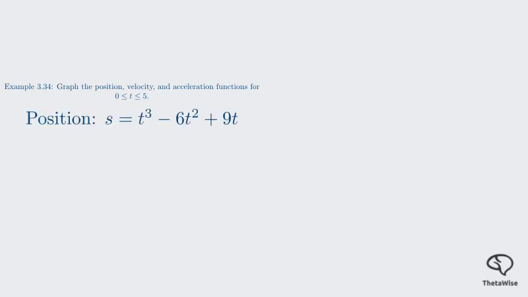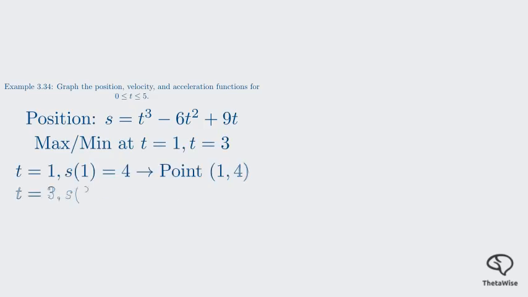Position is s equals t cubed minus 6t squared plus 9t. We found the intercepts by setting s to 0, which gave us t = 0 and t = 3. We also found the moments of rest, t = 1 and t = 3, by setting the derivative to 0. These moments correspond to the maximum and minimum points on the position graph. We calculate the position at these times. At t = 1, s = 4; at t = 3, s = 0. These are our turning points.